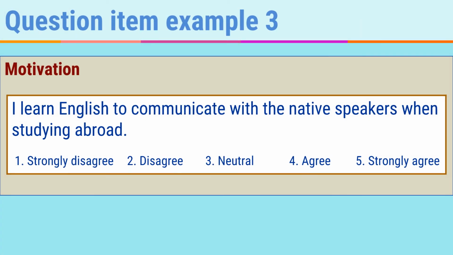The third example, this one is written to measure motivation. I learned English to communicate with the native speakers when studying abroad. You can see that the question is quite lengthy, especially with the last part when you say when studying abroad. Actually, it's not necessary, because if you only say, I learn English to communicate with the native speakers, that's enough. Even though it is when you are in Vietnam or when you go to other countries, it doesn't matter.